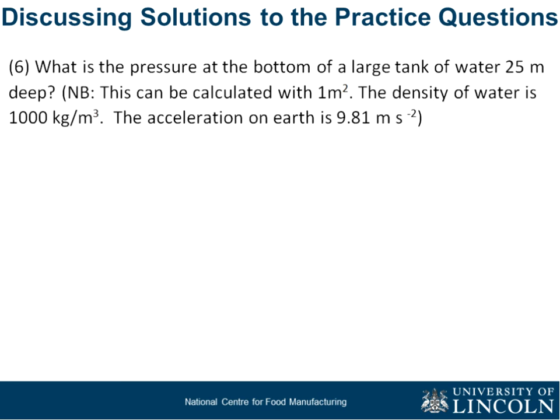So here, the next question is to find the pressure at the bottom of a large tank. Now this large tank is 25 meters deep, and they want us to calculate the pressure at the bottom of that tank. We've been told that we should assume that the area of that tank is 1 meter square, the length and breadth of that tank. And the density of the water is given to us as 1,000 kilograms.